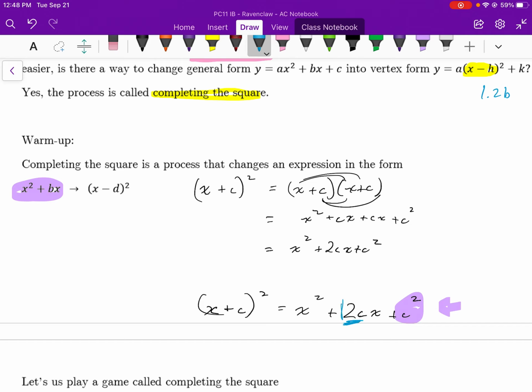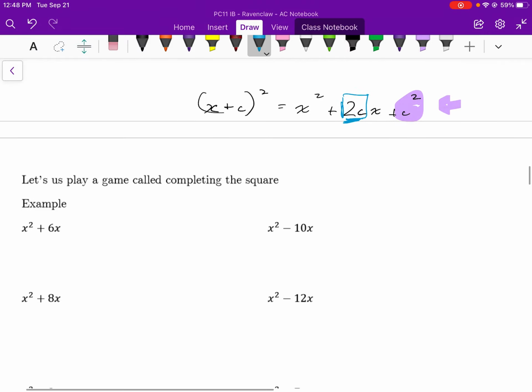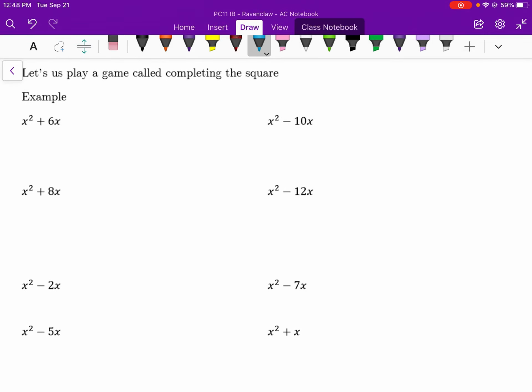Really, what we have to do is, if this is my coefficient in front of the x, I have to take half of that and square it. So let's play a game called completing the square. x squared plus 6x. What number am I going to add here to make it a perfect square? Well, remember, I'm going to take half of this number, so 6 divided by 2 squared. So that's 3 squared. I guess that's 9. The number that I would add is 9. And wouldn't you know it, this is a perfect square. And the perfect squared factor is x plus 3 squared.